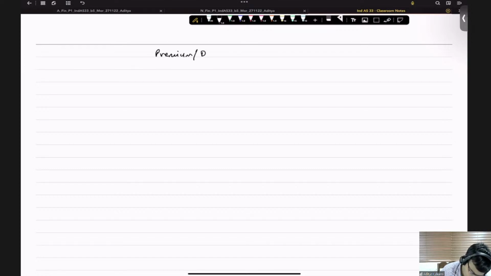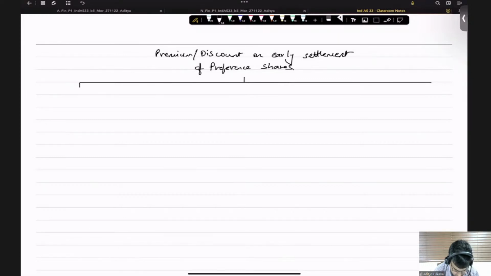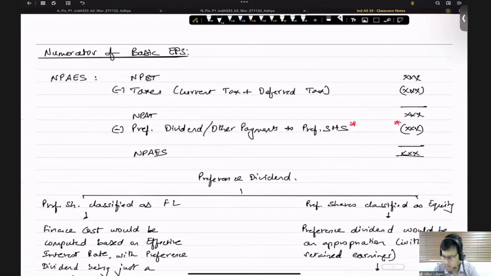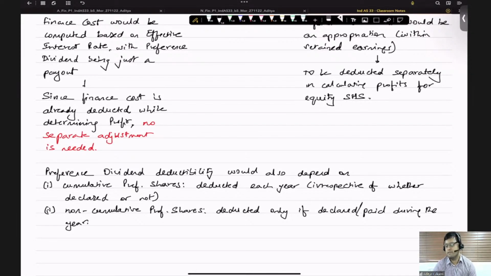Premium or discount on early settlement of preference shares. Okay, note this down. Done.